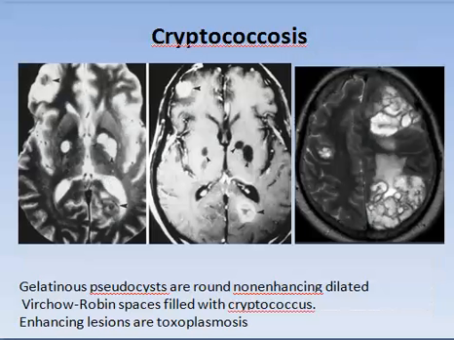Now in cryptococcosis we have the famous gelatinous pseudocysts. This is also similar but not identical to cysticercosis cysts. And here we have very wide Virchow-Robin spaces filled with Cryptococcus cysts. Enhancing lesions are toxoplasmosis, this one, but never mind about this. Think about that one, cryptococcosis, which is similar to cysticercosis.